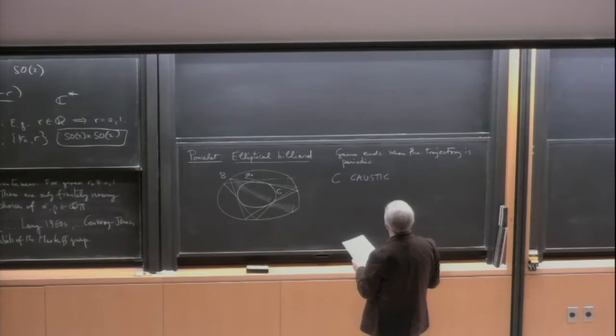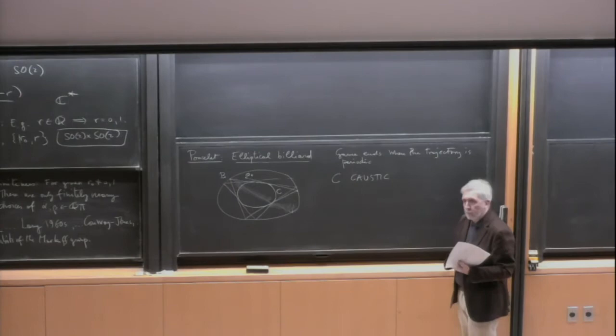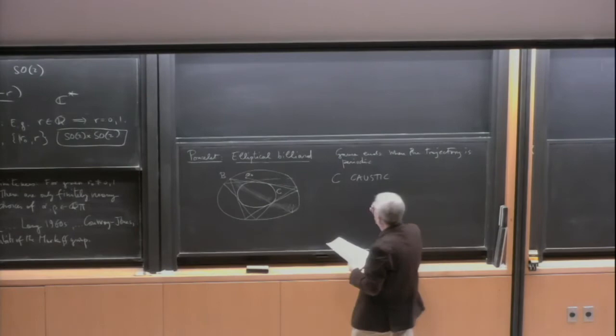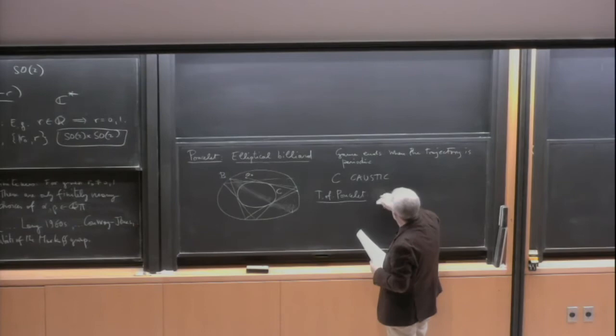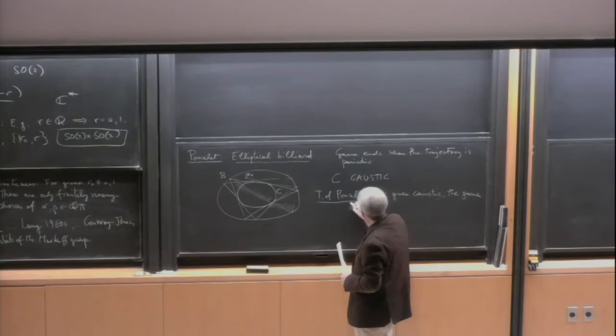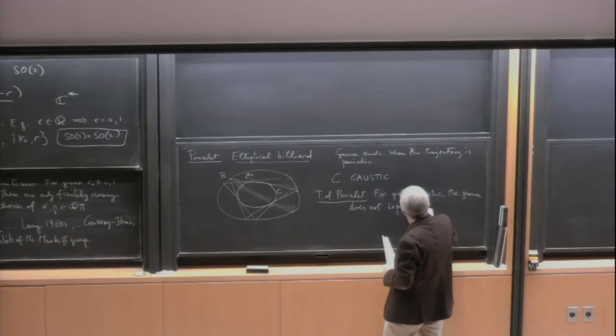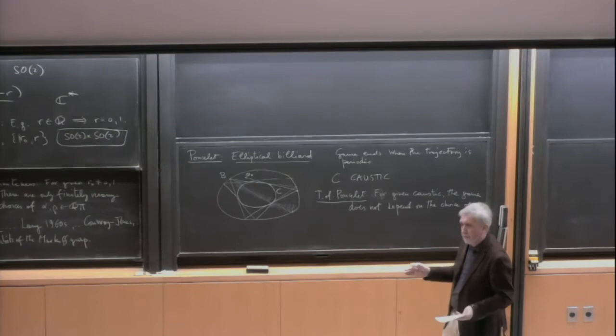And you see, when the trajectory is periodic, we obtain a polygon which is inscribed to B and circumscribed to C when the caustic is given. So the theorem of Poncelet says that once the caustic is given, the game does not depend on the choice of the point. So once we choose the point, we have two possibilities for the tangent, but this is again, at least to me, not evident.